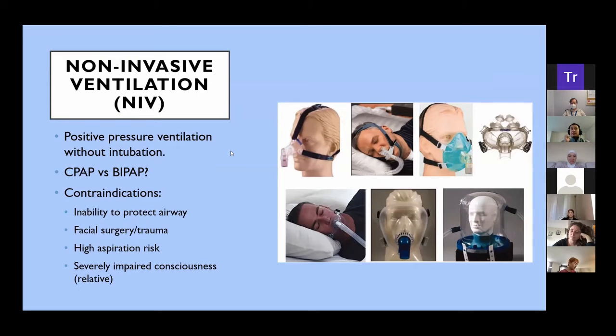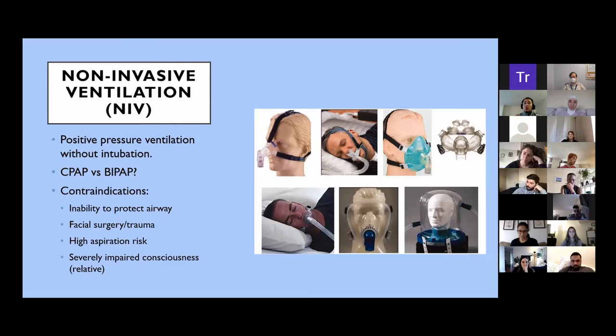That being said, severely impaired consciousness is a relative contraindication in just two circumstances. One, narcotic overdose, and second, CO2 narcosis. Why is that relative? If you have someone that is massively obese and has OHS, OSA, and they start getting altered because their CO2 is high for whatever reason, if you put a Bipap on them, you improve their ventilation, you clear the CO2, and their mental status improves. So doing a trial of Bipap in that scenario makes sense because you're fixing the issue that is causing the impaired consciousness.